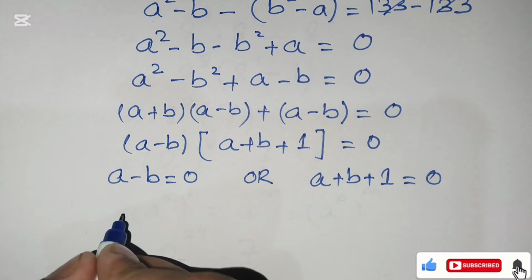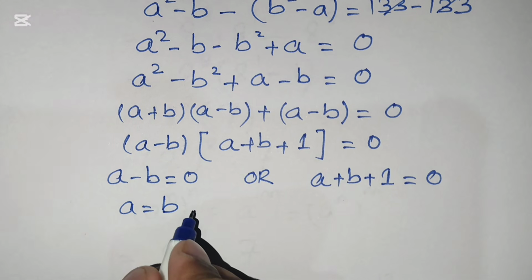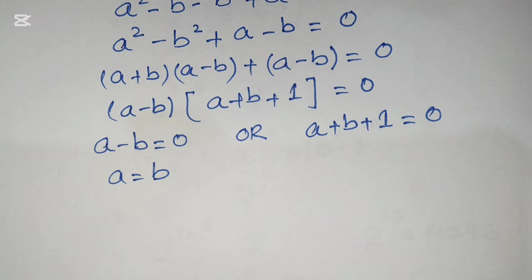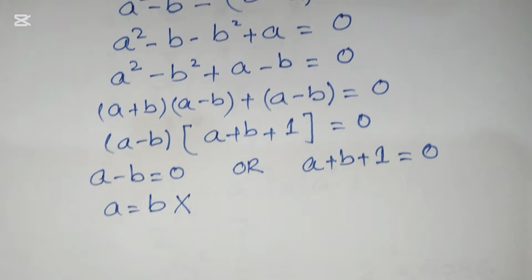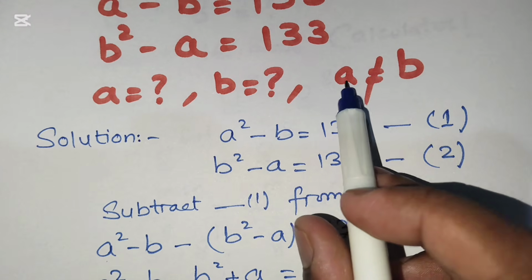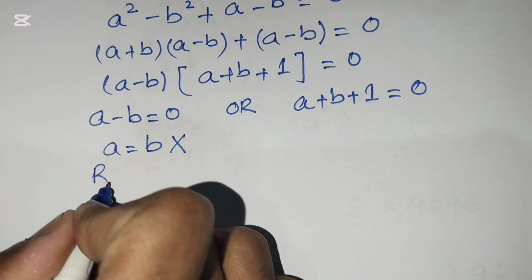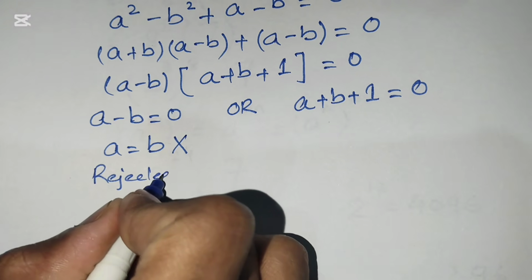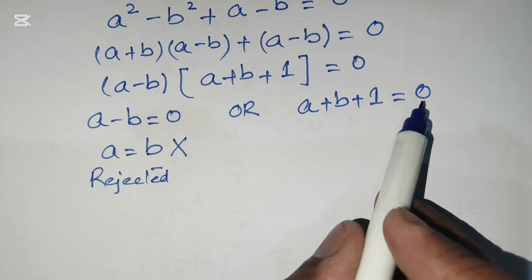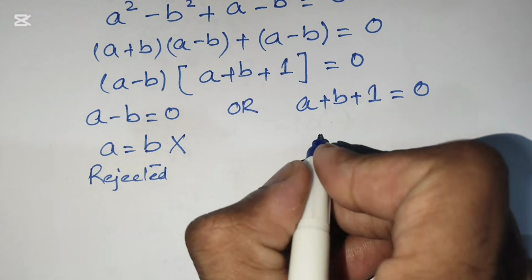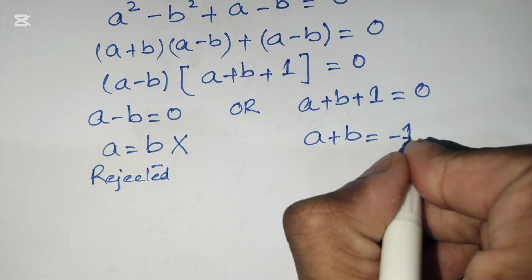Adding b on both sides we get a equals b, but this is rejected because we are given a is not equal to b, so we will reject this case, a − b = 0. Now a + b + 1 = 0. We will subtract 1 on both sides and get a + b = −1.